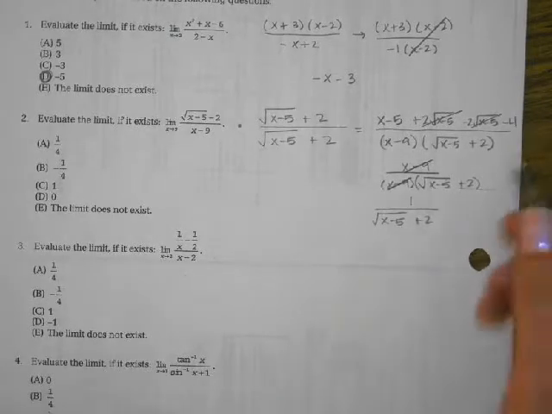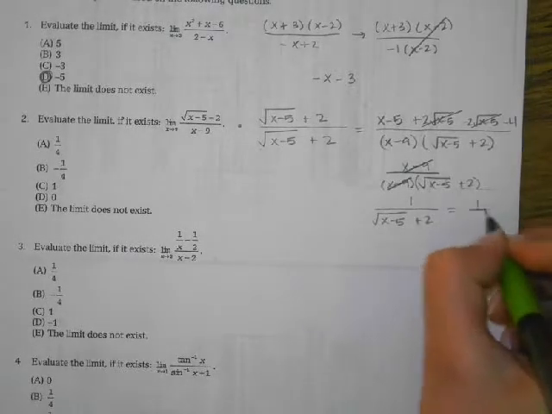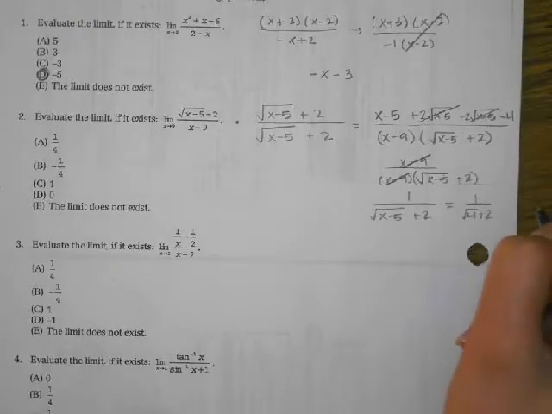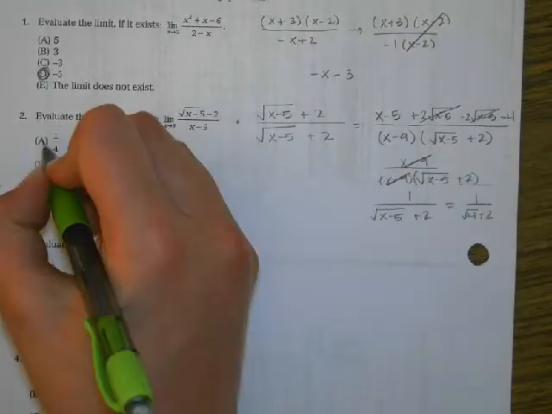If you plug the 9 in, you get 1 over the square root of 4 plus 2, and the square root of 4 is 2. 2 plus 2 is 4, so the answer is 1/4.